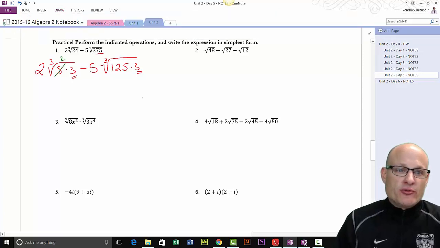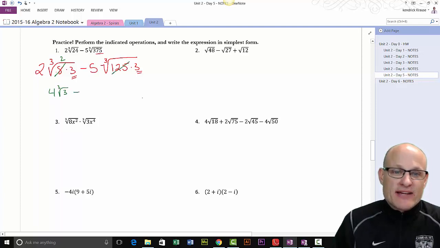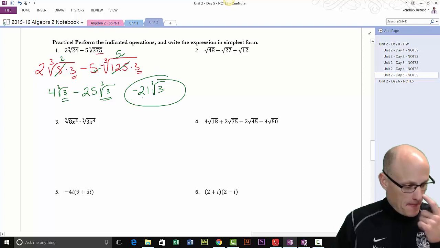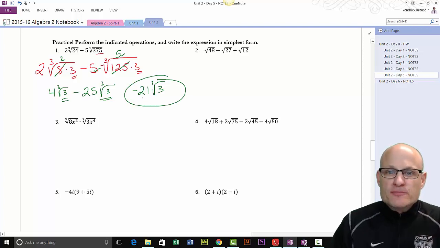Cube root of 8 is 2. So this becomes 4 cube roots of 3. Minus the cube root of 125 is 5. 5 times 5 is 25. So that's 25 cube roots of 3. Now, notice they match. Well, that's what we're looking for. And 4 minus 25 is negative 21 cube roots of 3. And there's my answer. Let's go over here to 2.